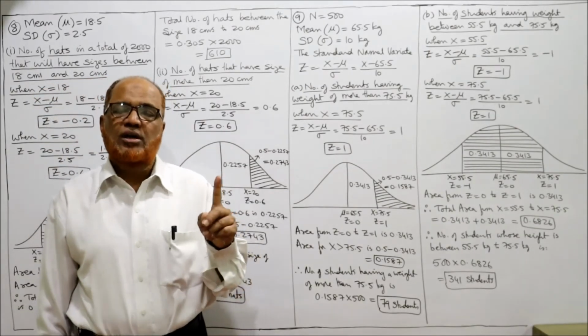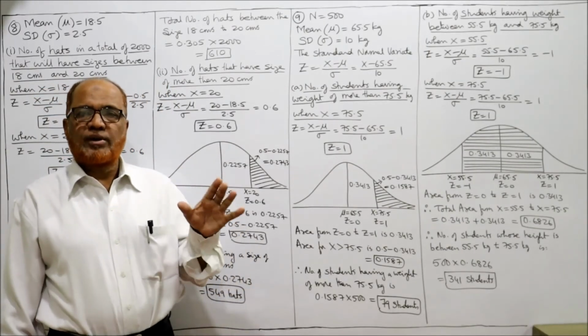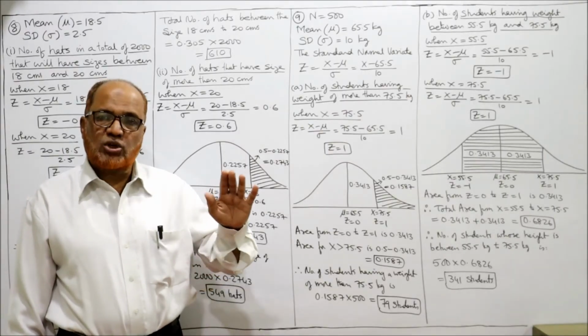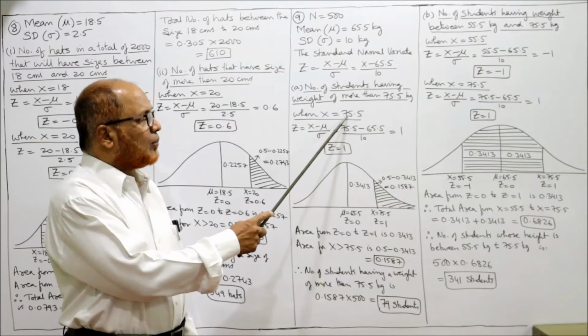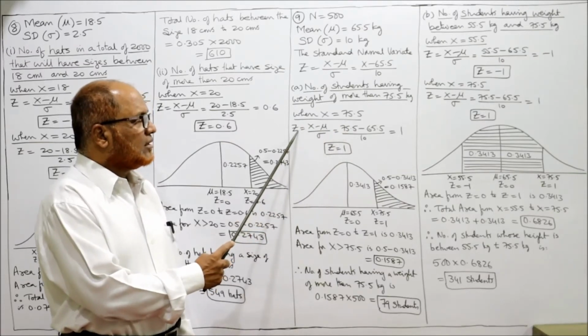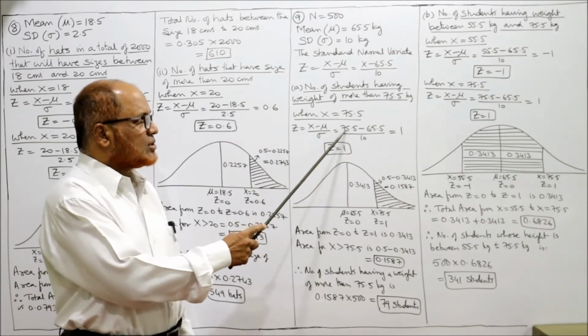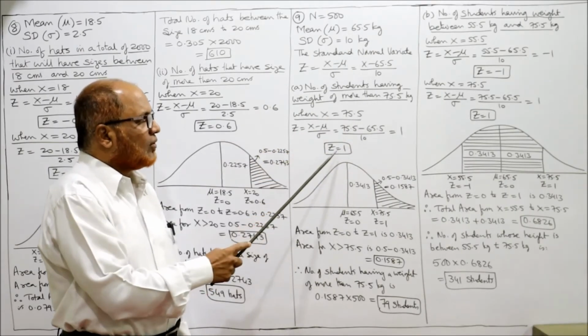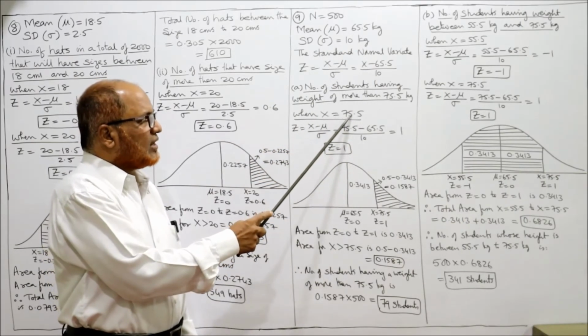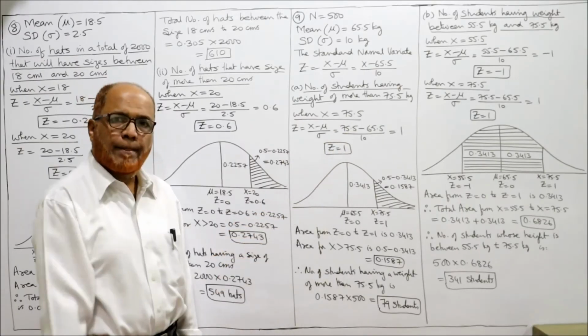First question: how many students are expected to have a weight of more than 75.5? So when x is equal to 75.5, what is the value of z? We substitute x is equal to 75.5, mu is 65.5, standard deviation 10. So we got 1. When x is equal to 75.5, we got the value of z as 1.